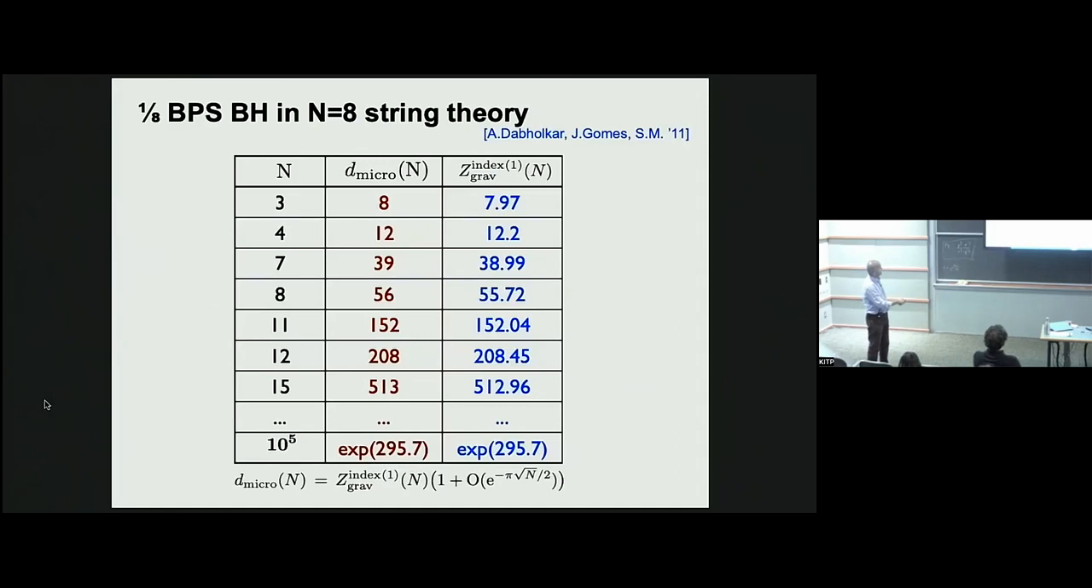Okay, so here's this comparison. This is N. N is some combination of the charges, which tells you how big the black hole is. This is this microscopic index, and this is this gravitational index. I put a superscript 1 to denote something that I'll discuss in a second. Okay, so you can see that you get very close to these integers, and you get exponentially close. So if you think of this gravitational index formula that I just presented as the sum of all perturbation theory around the AdS2 times S2, so all perturbative fluctuations.